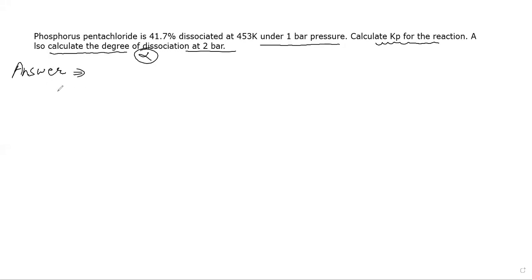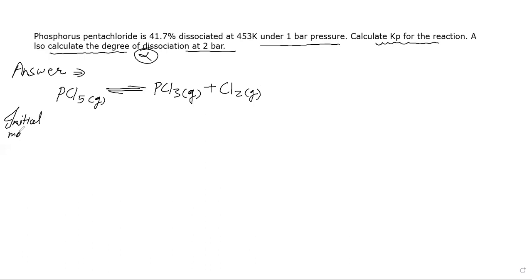First write the chemical equation for dissociation of phosphorus pentachloride, PCl5 gas. It dissociates and gives PCl3, phosphorus trichloride gas, and chlorine gas. So we get these two gases. Now I'll write here initial moles. Suppose initially there is 1 mole of PCl5. Initially there won't be any product, so number of moles for PCl3 will be 0. Number of moles for chlorine is also 0.